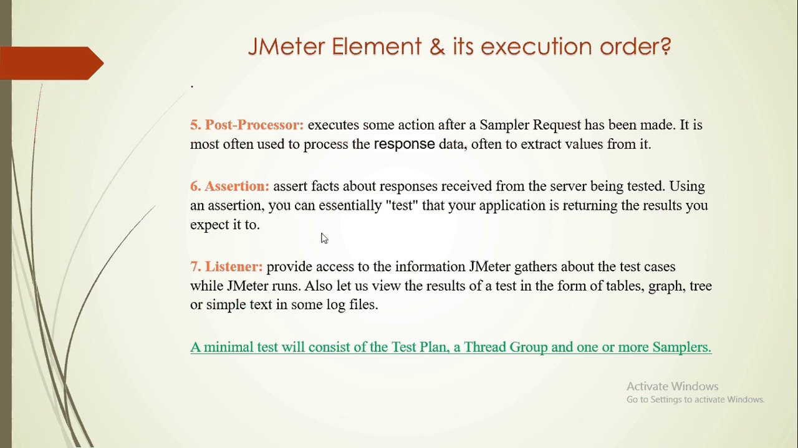Finally, we have a listener. A listener provides us access to the information JMeter gathers about the test. While we are executing a test, we are getting responses from the server, and those responses we can view in the form of a table, graphs, and many other formats with the help of the listener. So these were some of the definitions of all the elements which we have in JMeter.